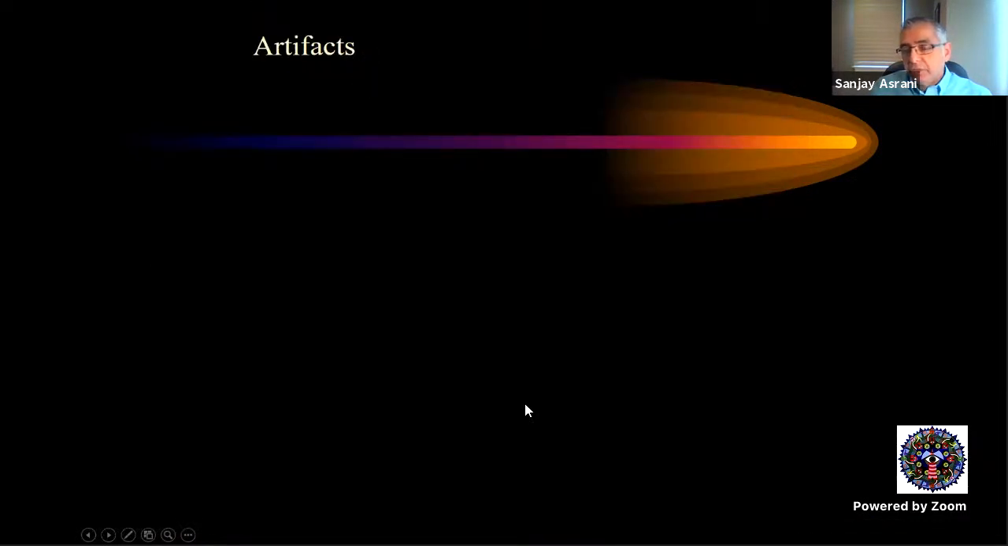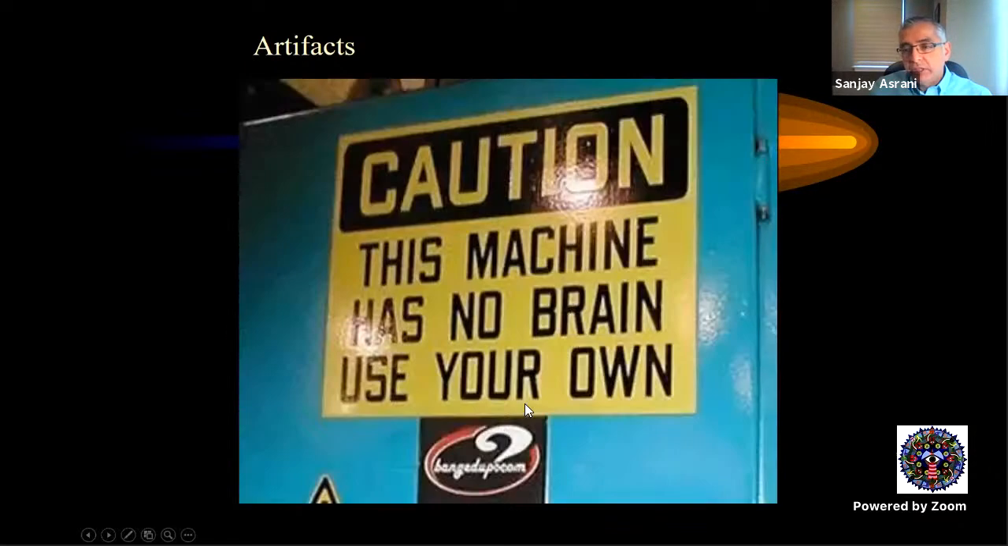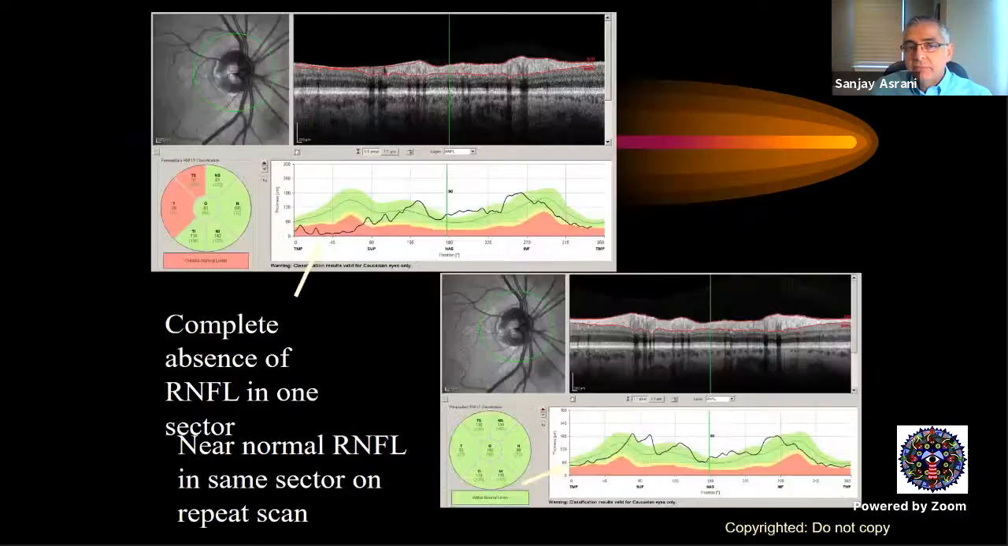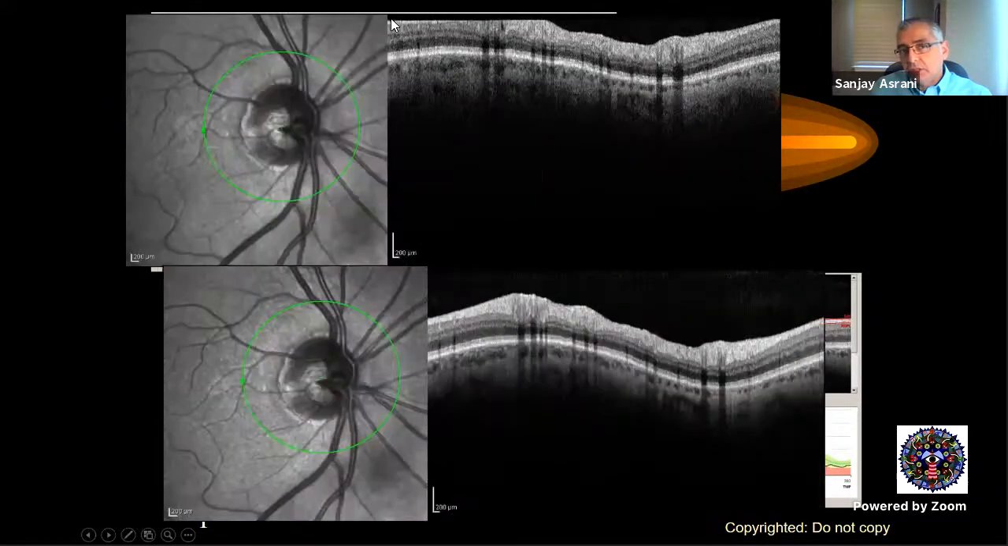Artifacts. Remember, the machine does not have a brain. We have to use our own. This is a patient who had a complete loss of the nerve fiber layer. I told them to repeat the measurement because I suspected an artifact. And lo and behold, the measurement became completely normal. How does this happen? This happens because the technician did not bring the image into the center of the window and chopped off the nerve fiber layer on the top. Told her, do it correctly, and there, lo and behold, the nerve fiber layer is normal.